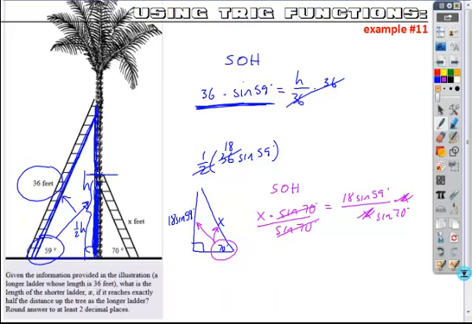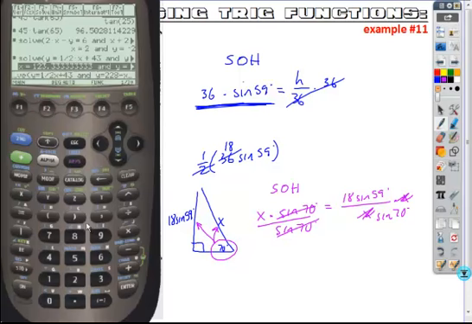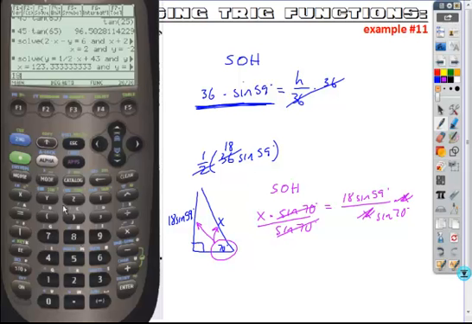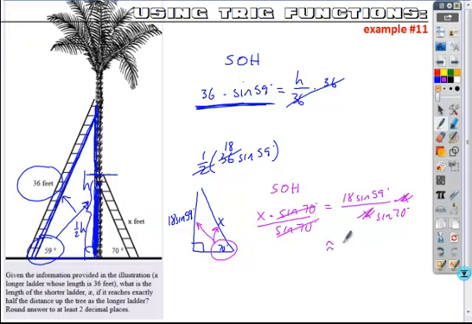And once I get this, I have my solution. It's just a matter of calculating. And so here I get my answer, 18 times the sine of 59. Make sure you're in the correct format. I'm in degree mode. This is asking for degrees, so I'm good here. Divide by the sine of 70. And when I do, I get my solution, which is 16.42 approximately. The units are feet, and that would be my answer.